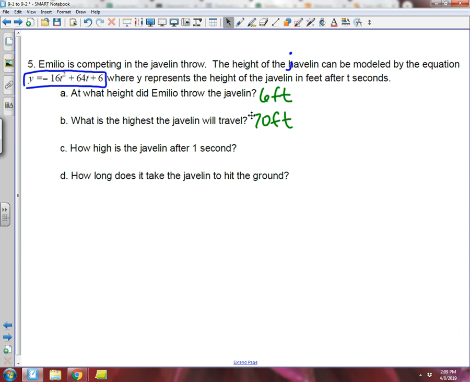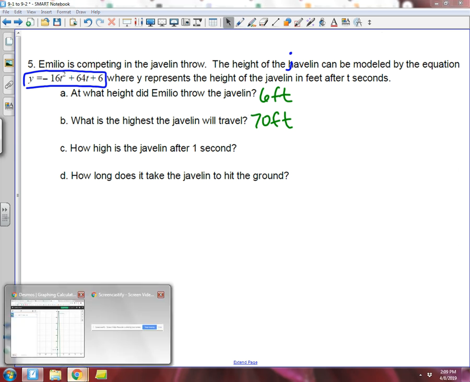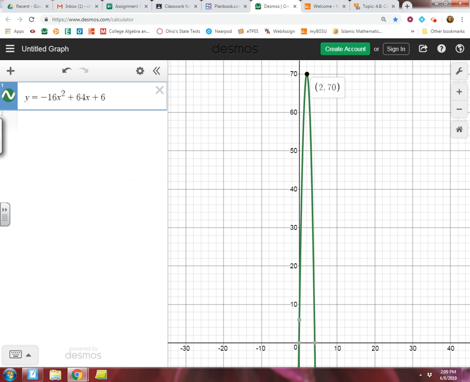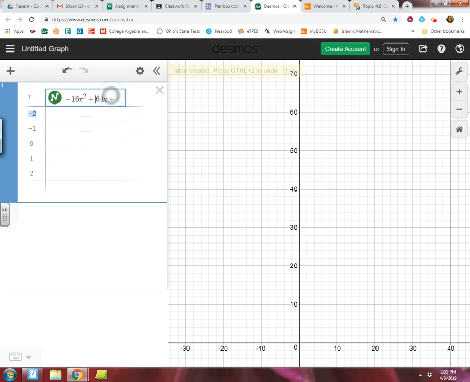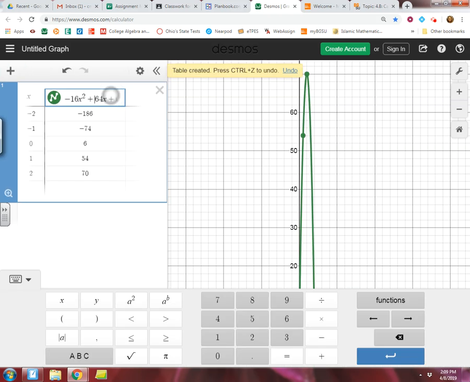How high is the javelin after 1 second? Now remember, there's 2 ways to do this. You either grab your dot and you start going till you find a 1, right? Or you hit your gear, you turn it into a table, and you're telling me 54 feet.